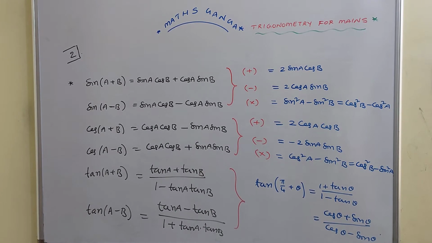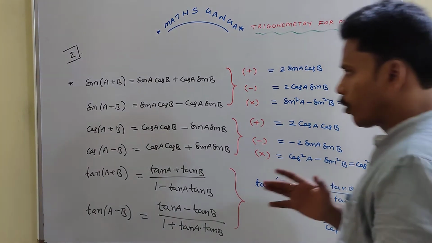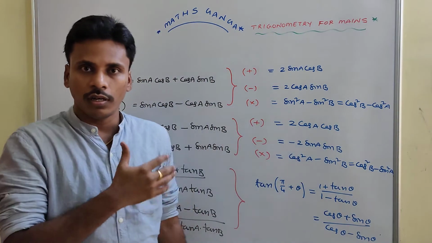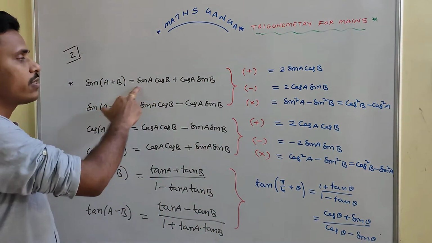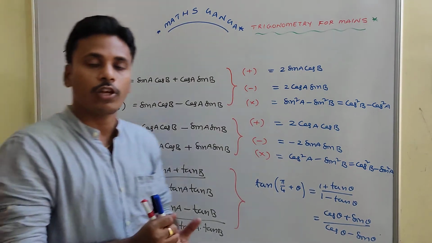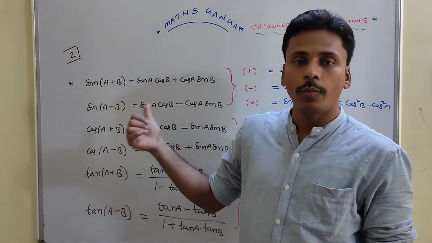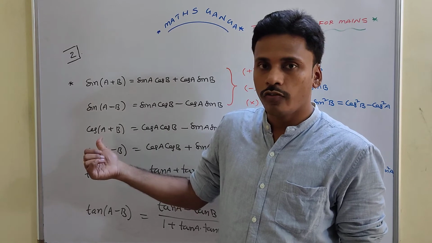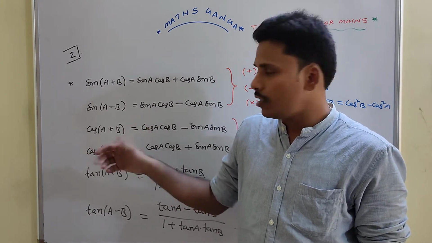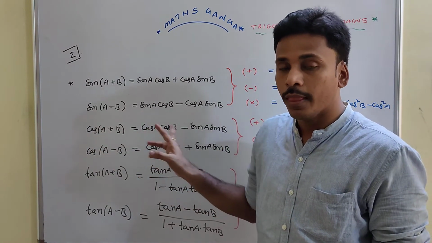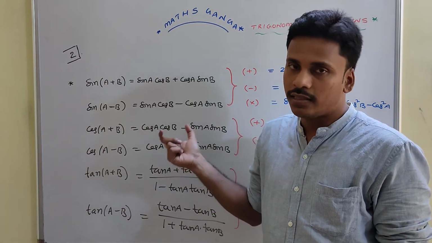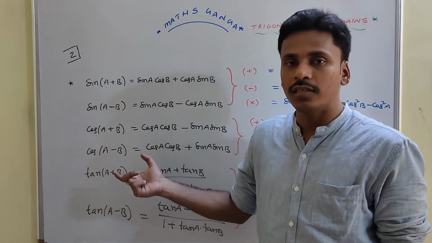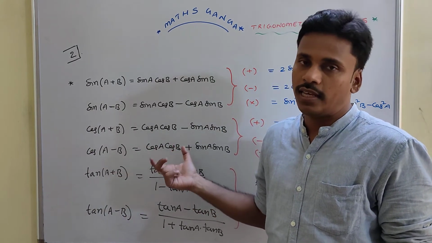And now, this is the second conceptual idea from trigonometry, and it involves the formulas of compound angles. We know that sin of a plus b is sin a cos b plus cos a sin b, and sin of a minus b is sin a cos b minus cos a sin b. Similarly, cos of a plus b is cos a cos b minus sin a sin b, and cos of a minus b is cos a cos b plus sin a sin b.